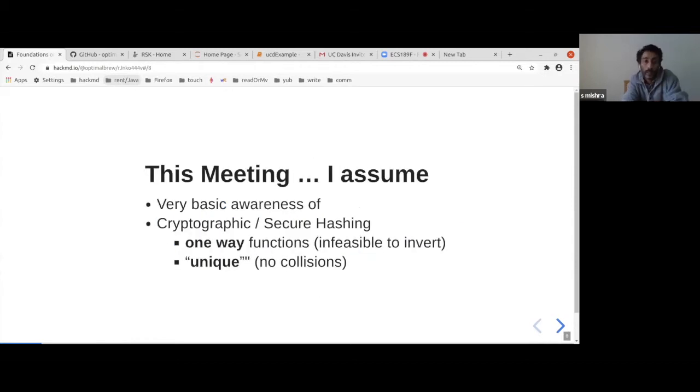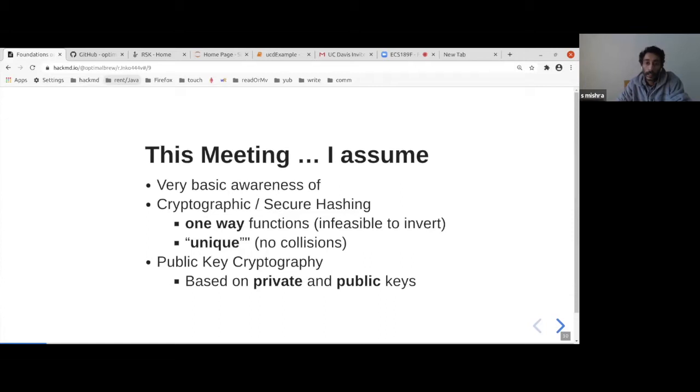In terms of what I was expecting from the students who are here, just a basic awareness of what a cryptographic hash is. Not the technical details, but just the idea that these are one-way functions, which are nearly impossible to invert. And also that there are no practical collisions. You give an input to a hash function, the output is sort of unique, or at least we don't know of any collisions. The second idea that I assume people are familiar with at a very top level is private-public key-based cryptography.